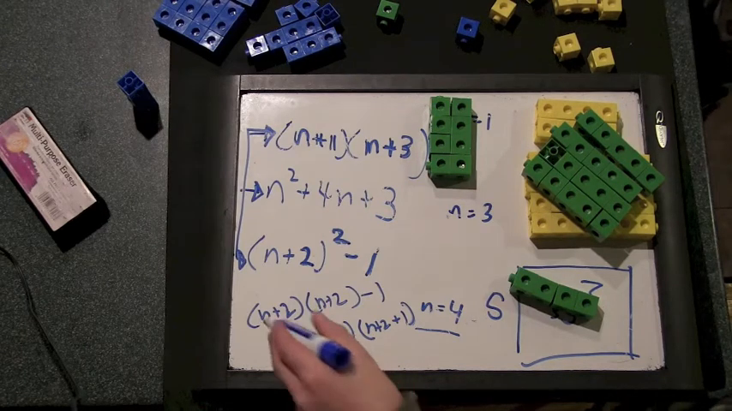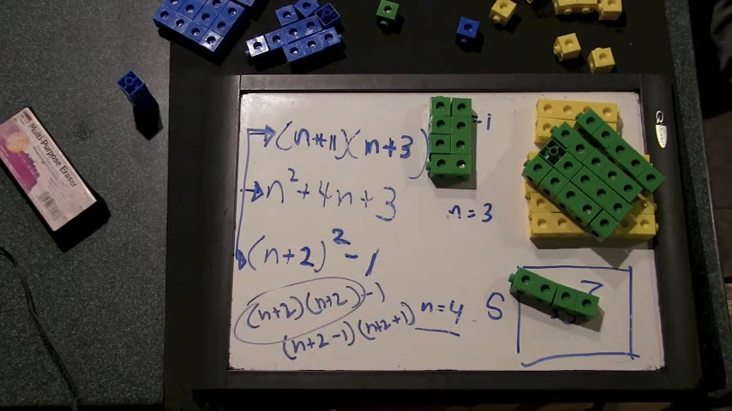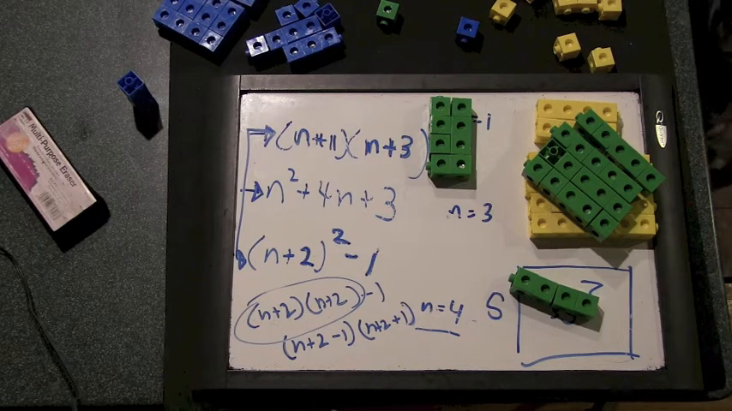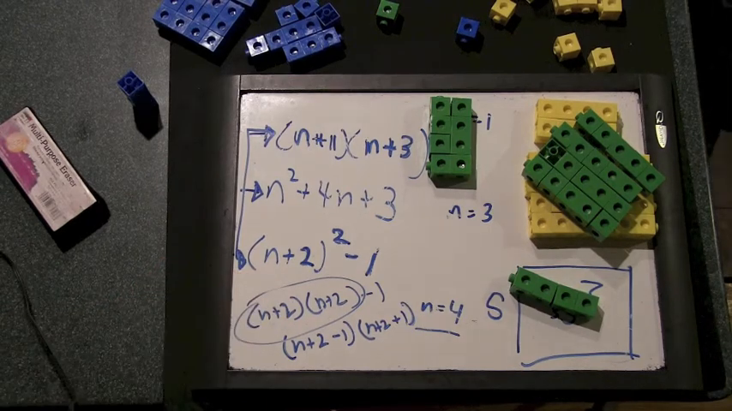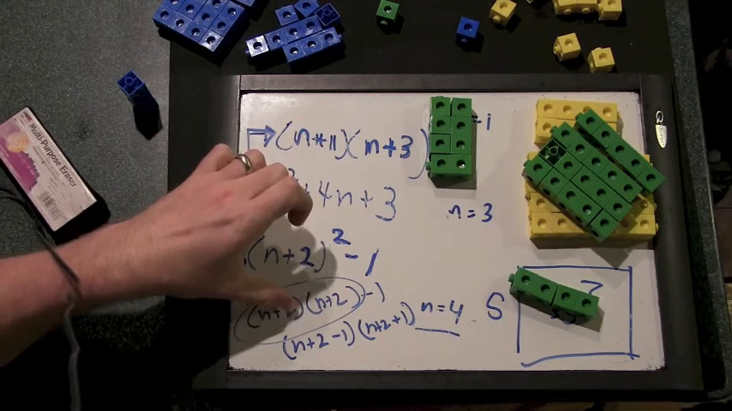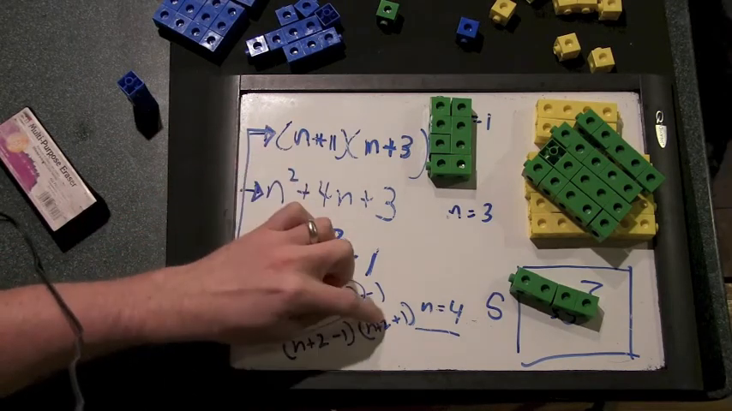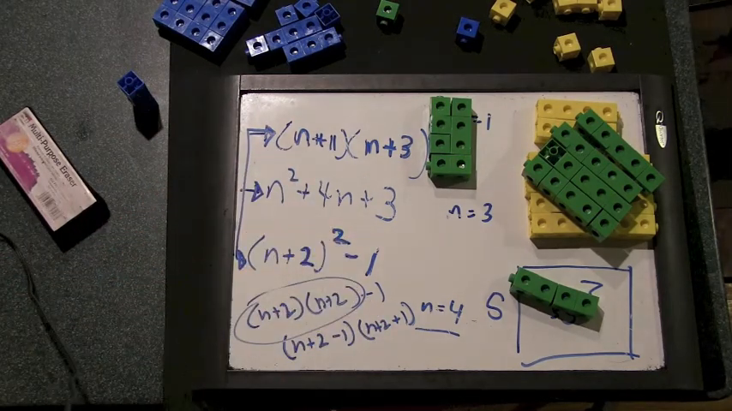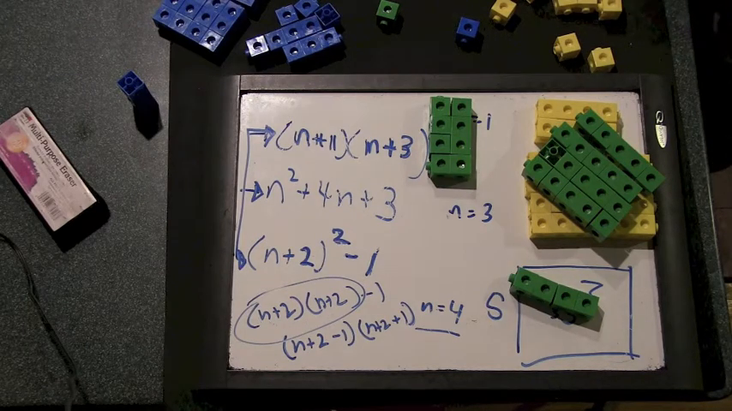Well, you have to multiply these out first. But I don't want you to necessarily multiply them out. You found a potential interesting relationship. This is n plus 2 minus 1. This is n plus 2 plus 1. Does that remind you of anything? Well, maybe a difference of squares.